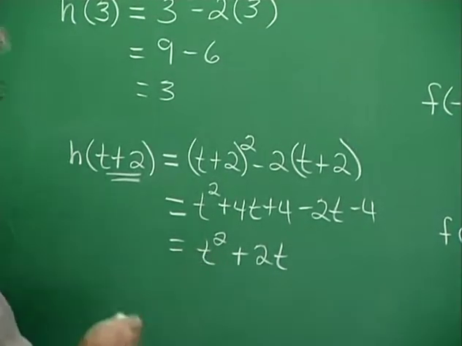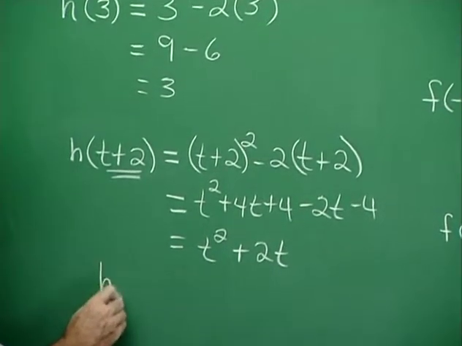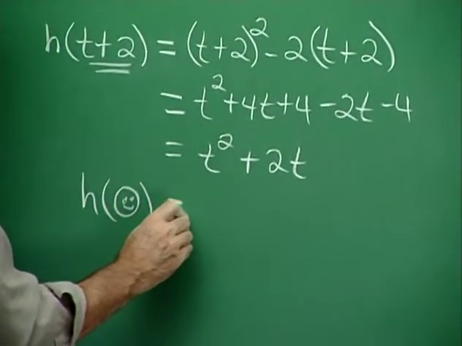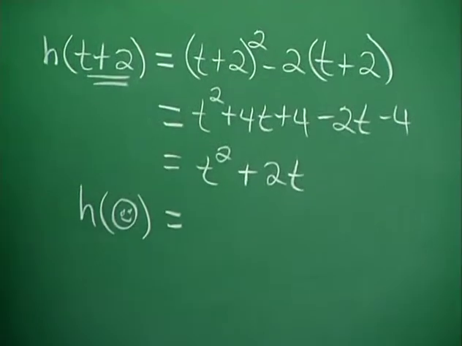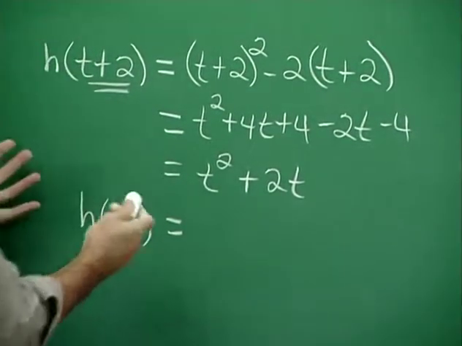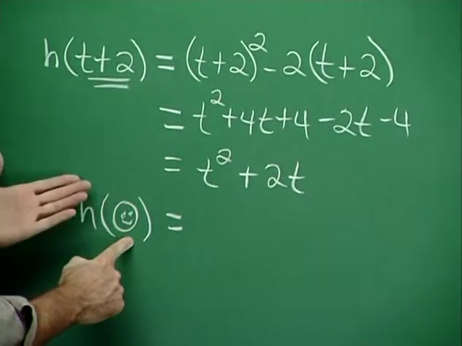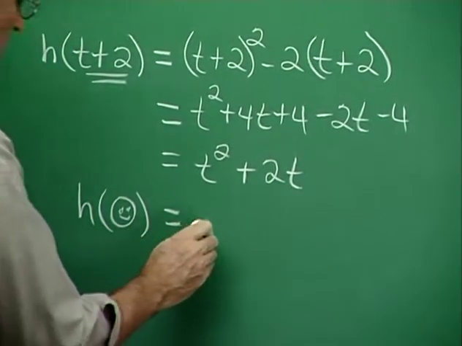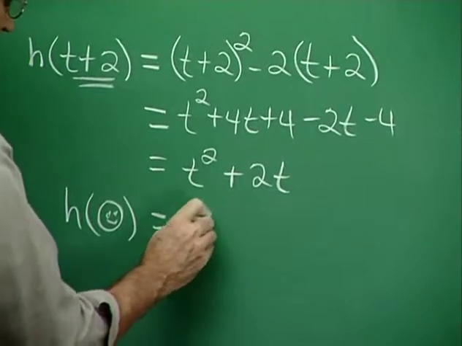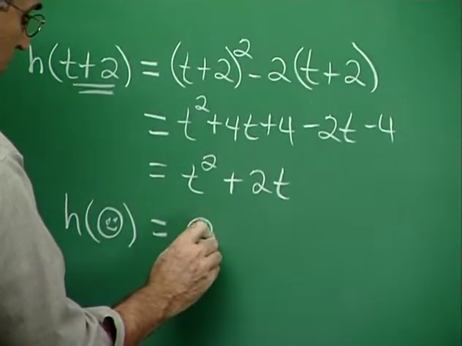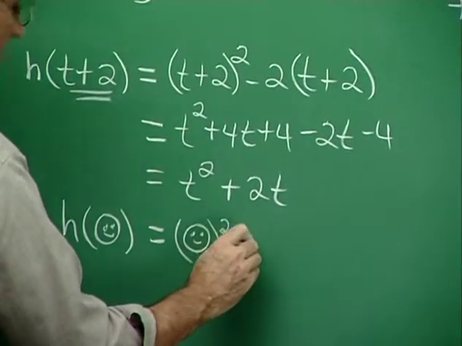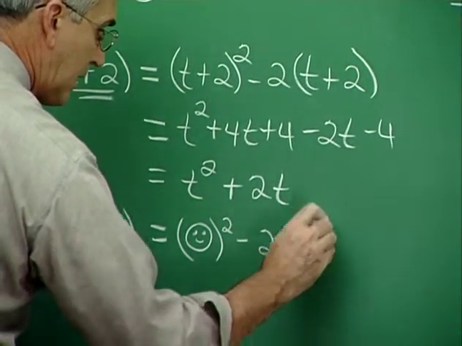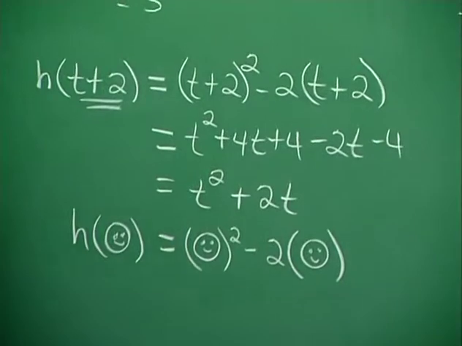Here's another one. What if I requested h of, oh, let's say, happy face. Here we have to think of this as a blind replacement. We're blindly replacing t with the happy face. So it would end up being t squared minus 2t, so it's happy face squared minus 2 times happy face. There we go.